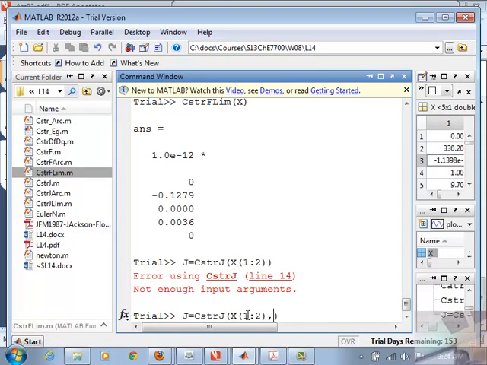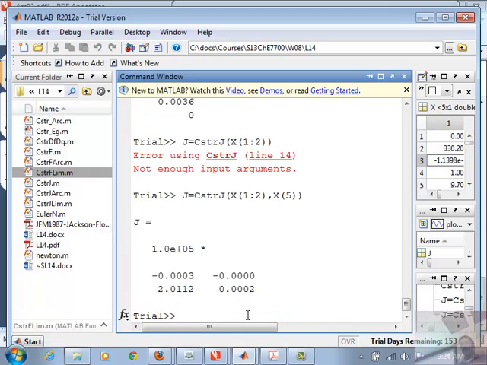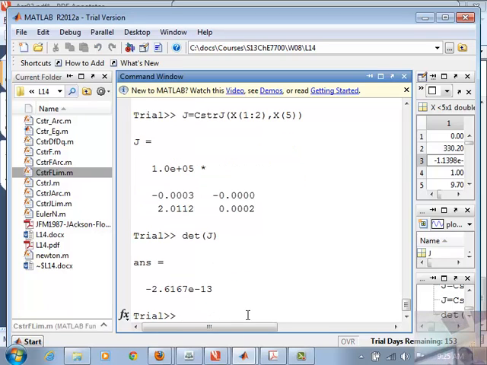So what would I enter here? x5. Okay, now I can say what is the determinant of j? 2 to the minus 13. So that is the precision I imposed, right? That is telling you that the values that you have, in fact, give you a singular matrix at that point. So any questions on that?